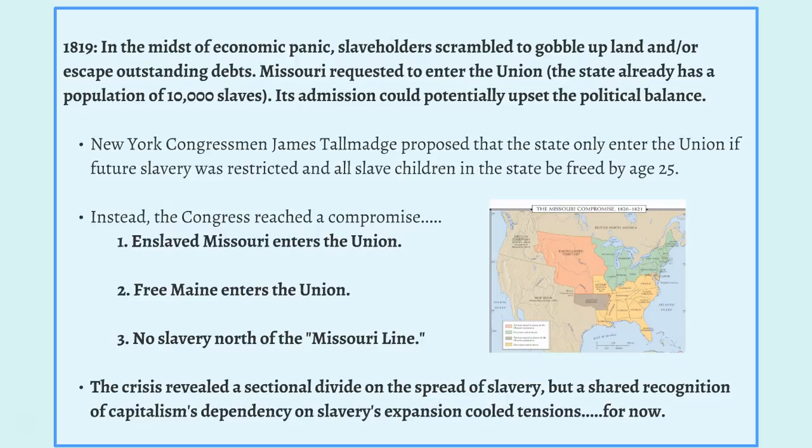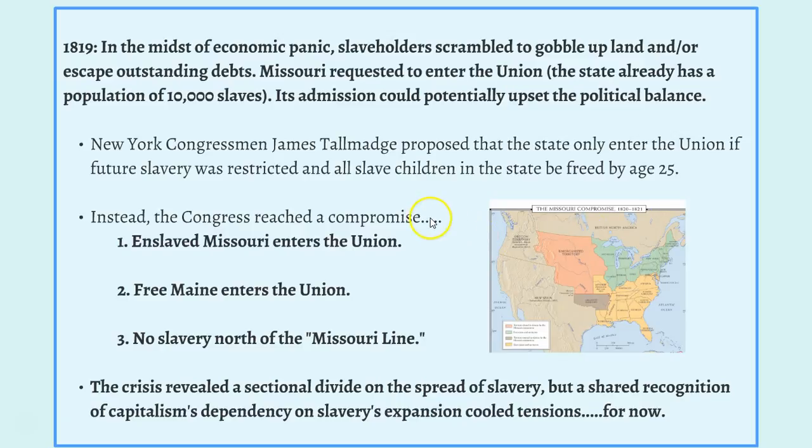So as the United States Congress is debating this issue, whether or not Missouri should enter the Union as a new state, a New York congressman named James Talmadge proposed an amendment to Missouri's potential admission. His proposal was that Missouri could enter the Union, but he argued that future slavery should be restricted. Thus, no new slaves could be brought into the state, and all the slaves in the state would eventually be freed. He proposed basically a gradual emancipation law, as you can see here.